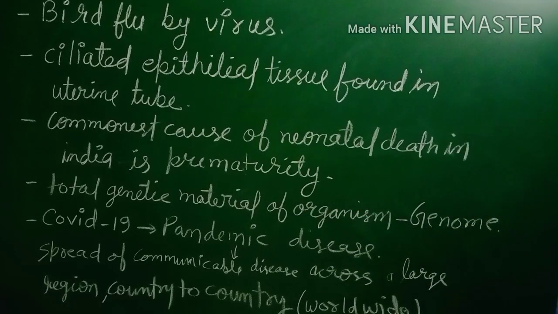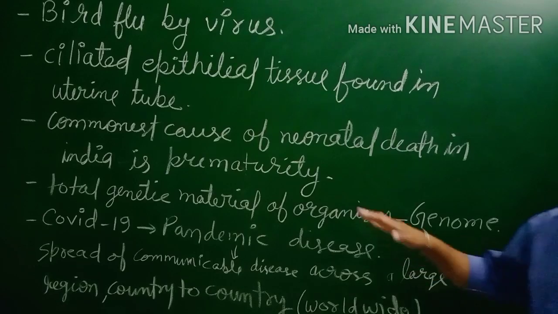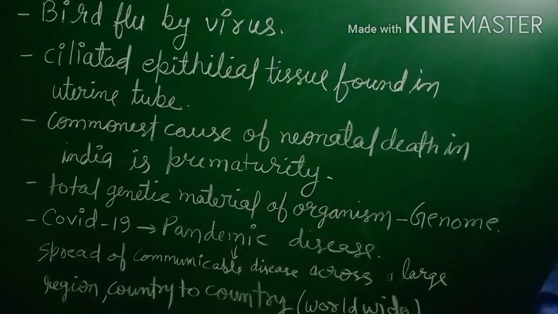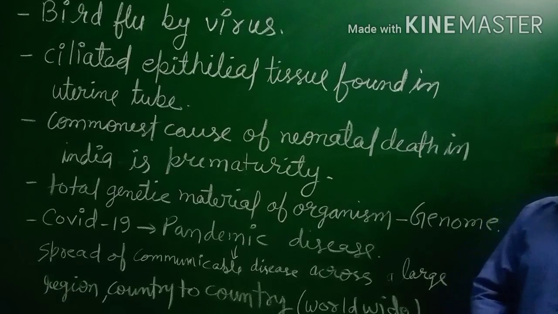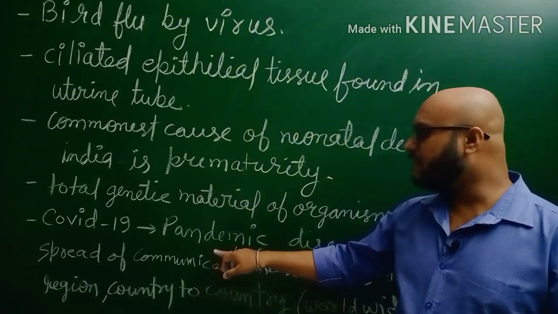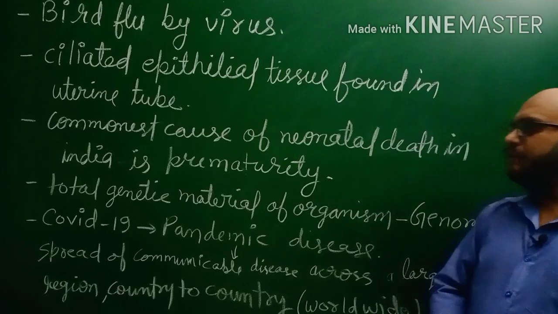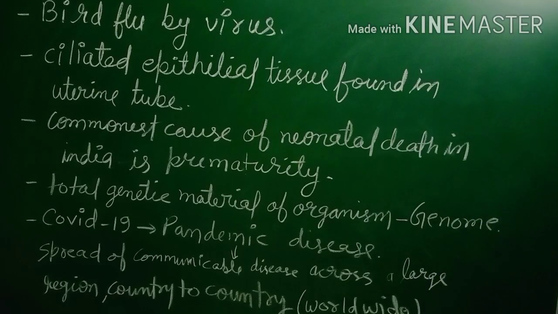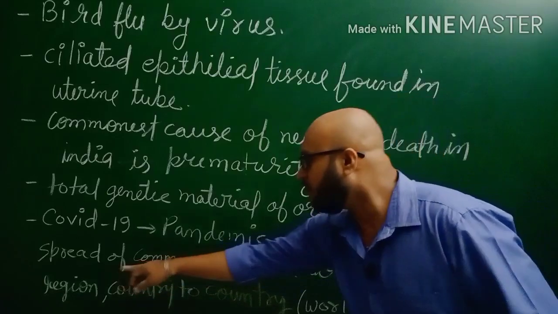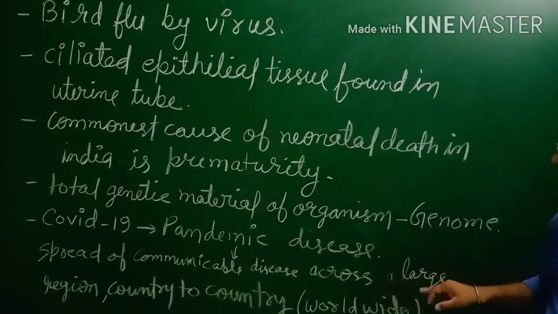Total genetic material of an organism is known as genome. Genome is the total genetic material of an organism. COVID-19 is an example of pandemic disease. What is pandemic? Pandemic means spread of a communicable disease across a large region, country to country, or worldwide.